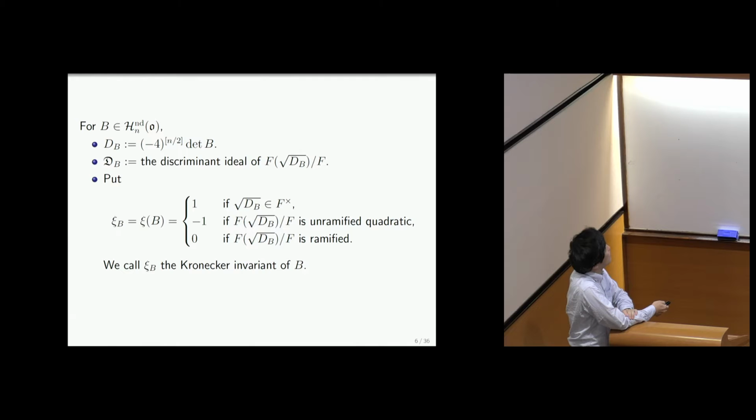For a half-integral symmetric matrix B, d_B is the discriminant of B, which is defined by (-4)^(n/2) times determinant B. And 𝔡_B is the discriminant ideal of F(√d_B) over F. And we define ξ_B as 1 if √d_B belongs to F, and -1 if F(√d_B) over F is unramified quadratic, and 0 if F(√d_B) over F is ramified. We call ξ_B the Kronecker invariant of B.